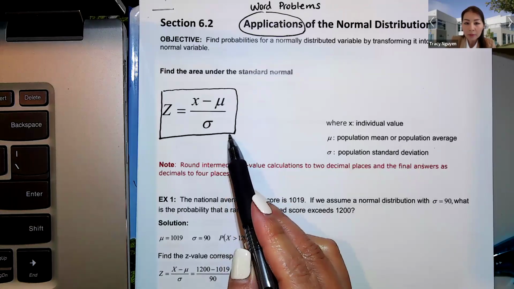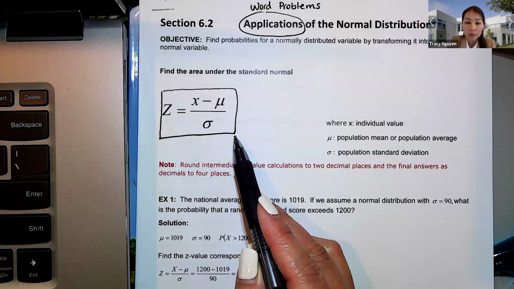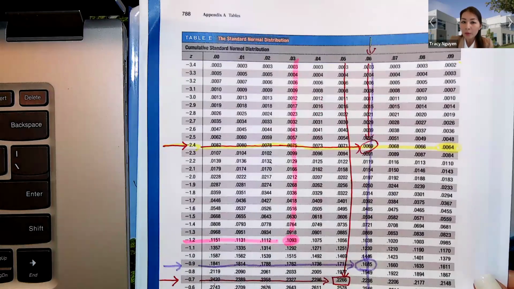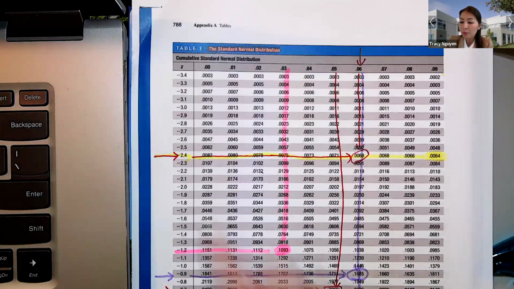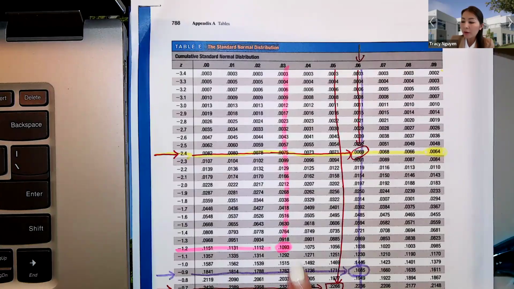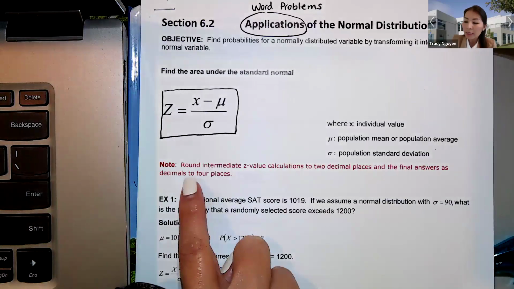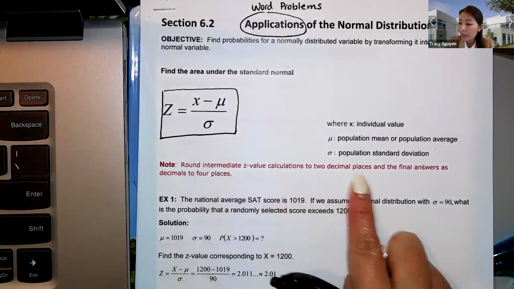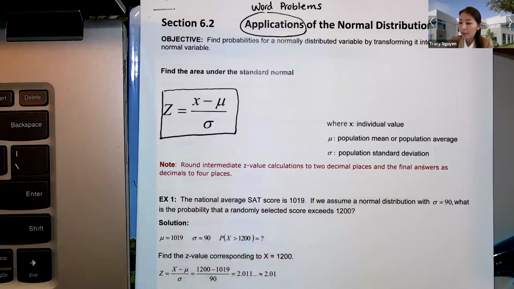The reason why we're rounding it to 2 decimal places is so we can read the results from the normal distribution table. As you already know from section 6.1, in order for us to read from the normal distribution table, our z value would be in terms of 2 decimal places. However, the result is in terms of 4 decimal places here, okay? So what the note here is telling us is to round the intermediate z value calculations to 2 decimal places, and the final answer as a decimal to 4 decimal places, all right?